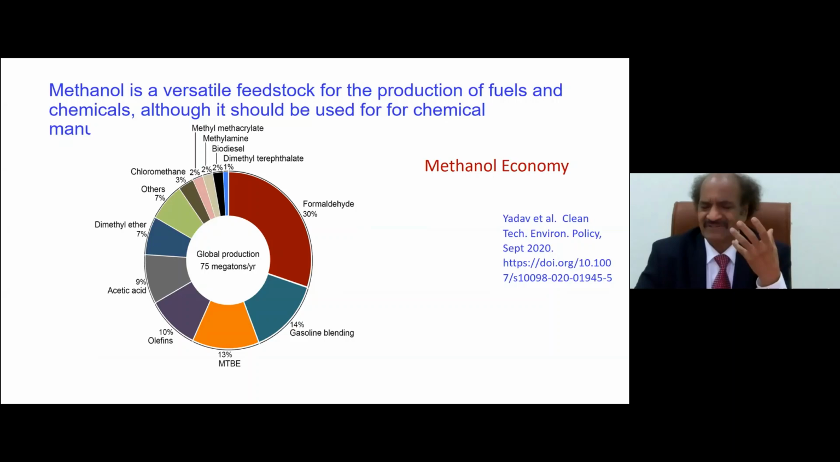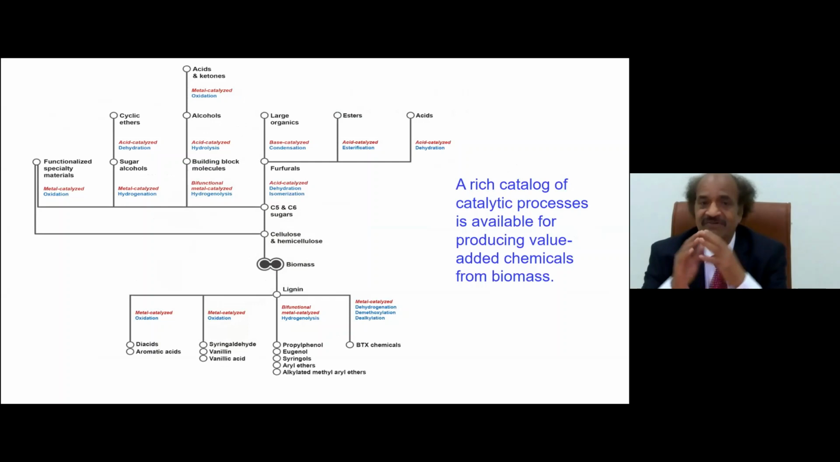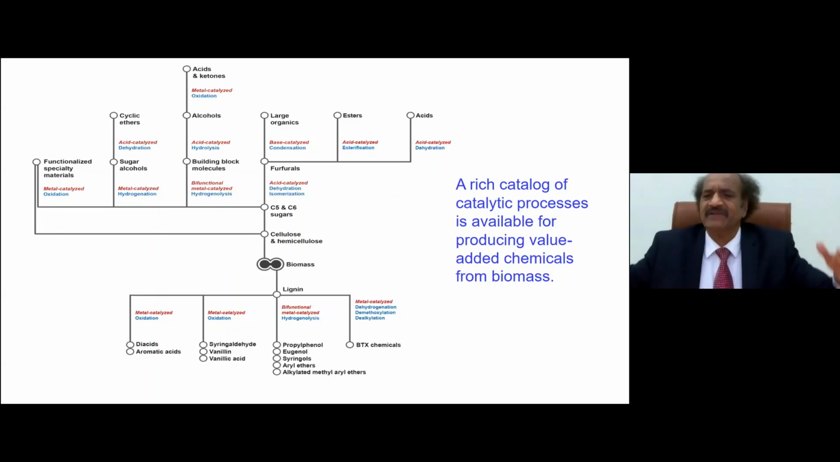However, if you have biomass, with C5 and C6 sugars, cellulose, and hemicellulose, I can use hydrogenation and oxidation to create large sorts of chemicals, right? And that is what is given here. All these are catalytic processes.